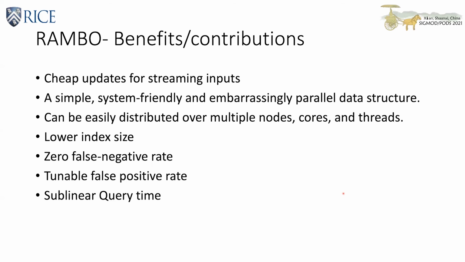Additionally, we have zero false positives. So additionally, the benefits that we get are a zero false negative rate, a tunable false positive rate by changing BR and the size of the Bloom filter, and a sublinear query time.